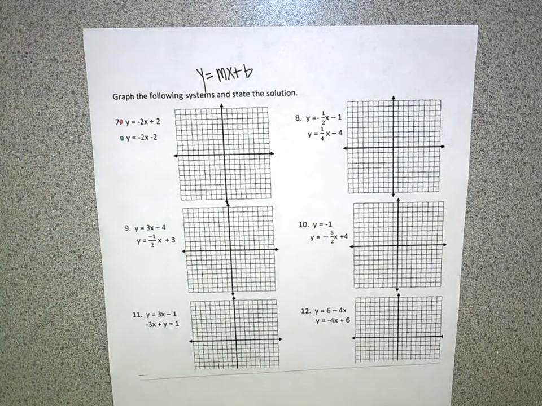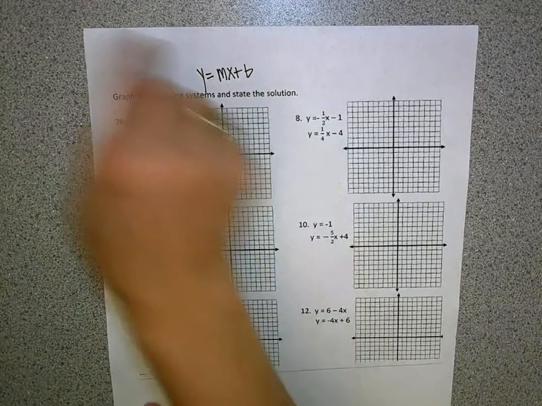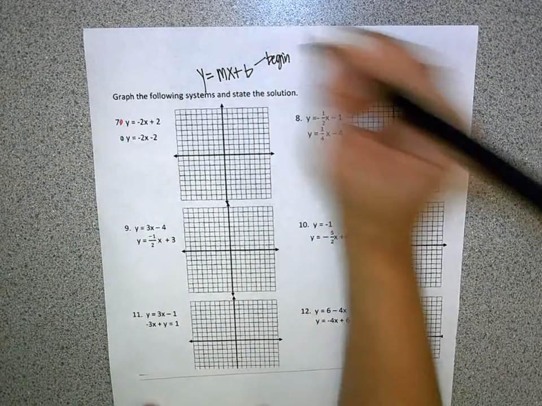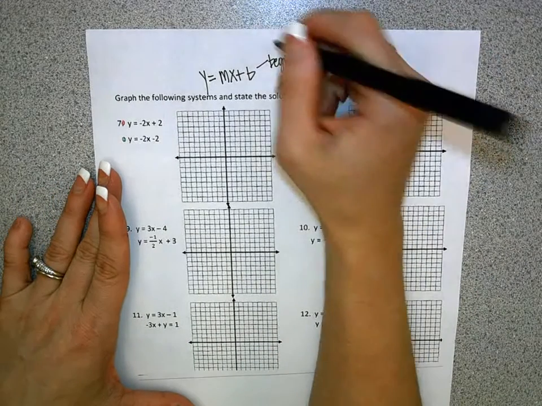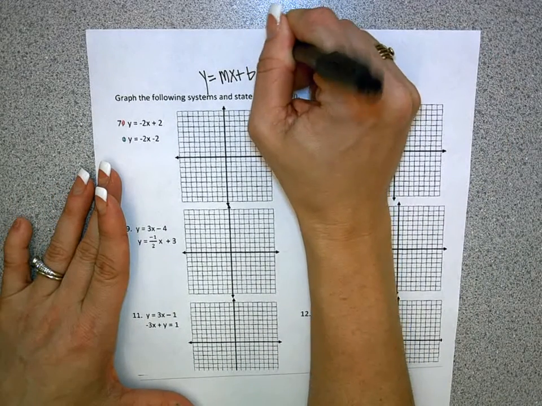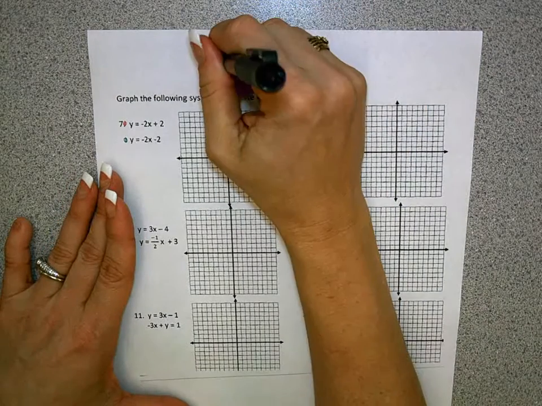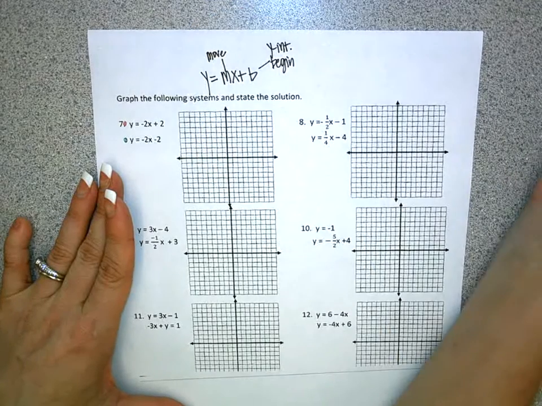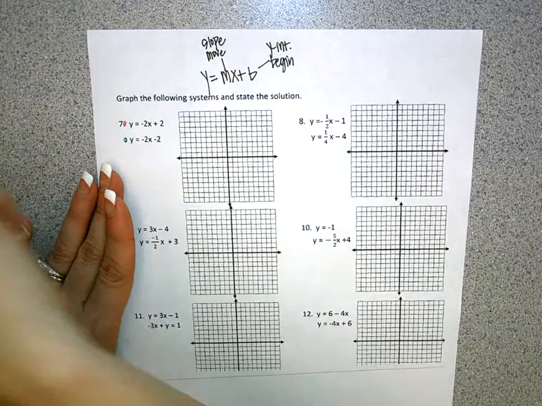Now, when we start these, remember, you always want to start with the b. The b tells you where to begin. What's the technical math term for the b? The y-intercept. When we're graphing, b tells you where to begin. m tells you how to move, but what's the technical math term for m? m is called the slope. It's going to tell us how to move.